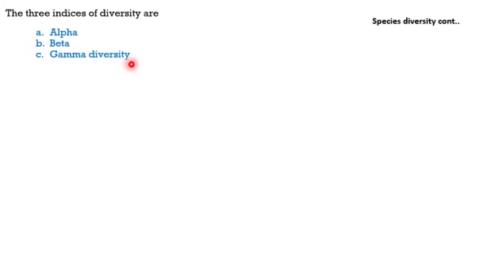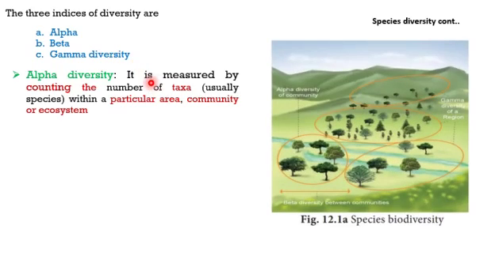So let's see the 3 indices of species diversity. You have alpha diversity, beta diversity, and gamma diversity. Let's see one by one in detail. Alpha diversity is measured by counting the number of taxa, usually the number of species. For example, this one is a different species, and these 2 are different species, and these 2 are different species.